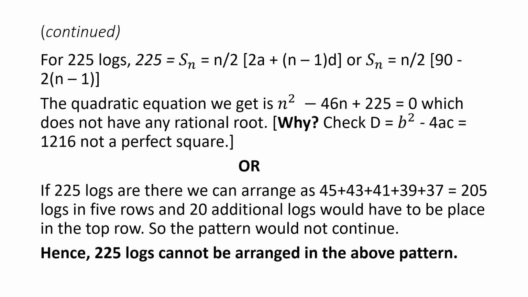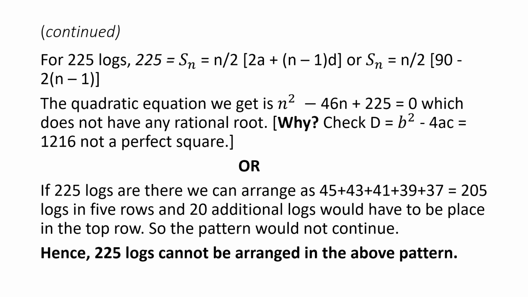Similarly for 225 logs. Now we know that if 225 logs are there, we can arrange as 45 plus 43 plus 41 plus 39 plus 37 because the common difference is minus 2. This sum is 205. We have 225. So additional 20 logs would be placed in the top row. But if we place additional 20 logs, the pattern will not continue. So 225 logs cannot be arranged in the above pattern.